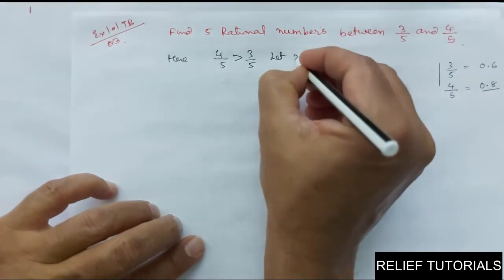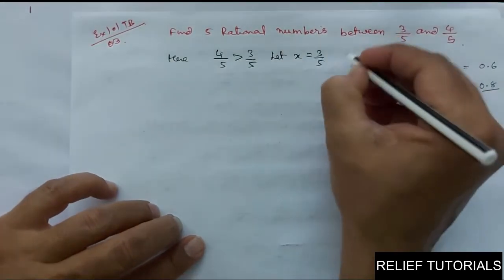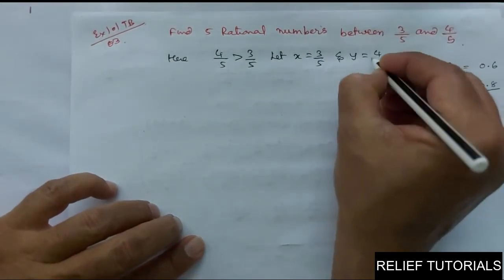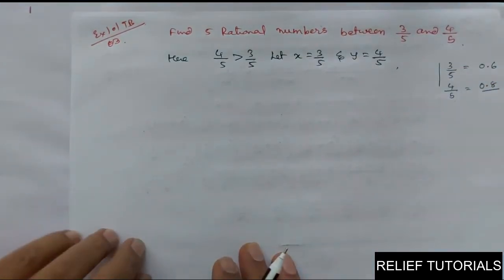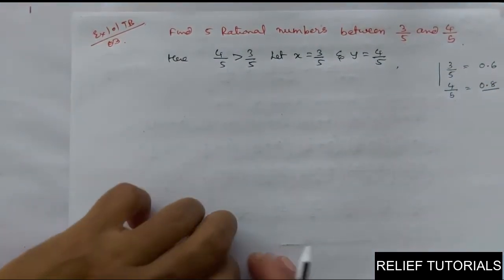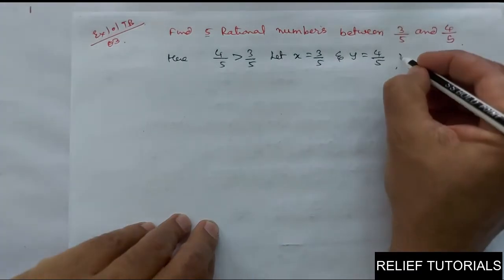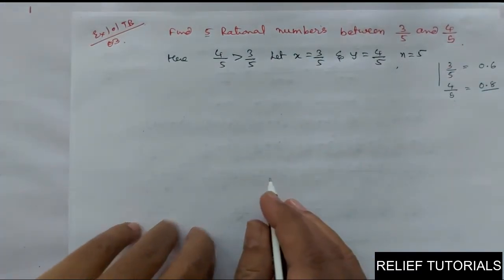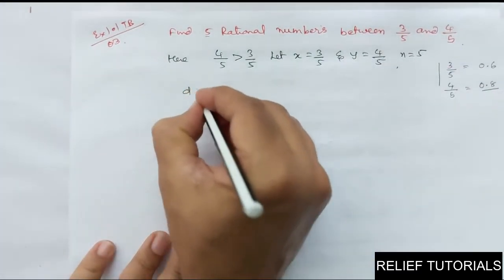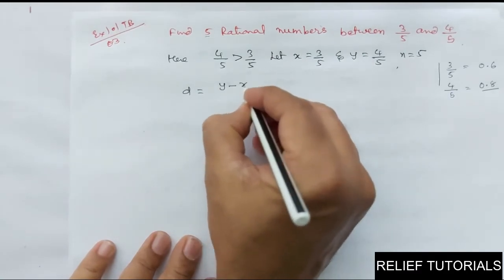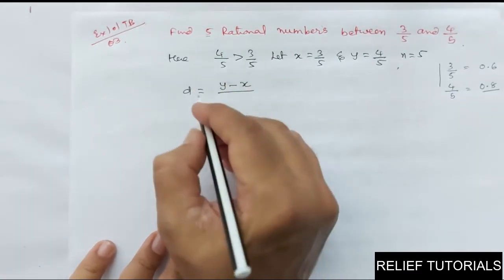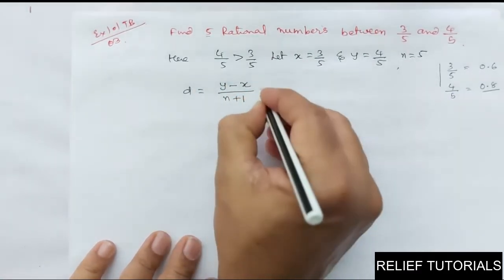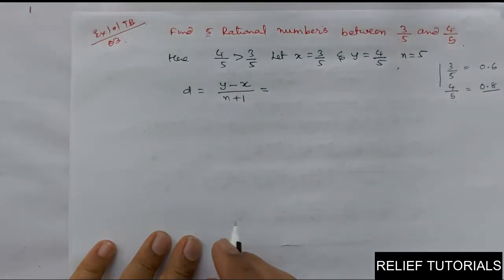So let the smaller number x be 3 by 5, and the bigger number y equal 4 by 5. Clear? And how many? 5 rational numbers. So n is equal to 5. You have to find 5 rational numbers. Now we will find d. d is equal to y minus x, the difference of these two given numbers, upon n plus 1. Clear? This is our difference.